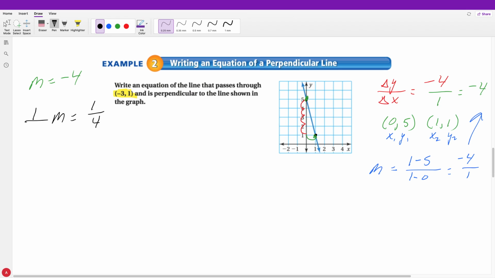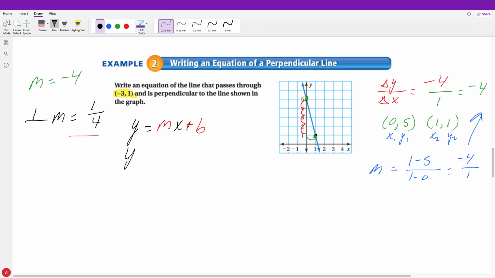So since it was negative, that means that this is going to be positive. So in my equation right now, I can say y is equal to, remember we're solving for mx plus b. So right now we already solved for m. It's equal to 1/4 because the only way that it can be perpendicular to this blue line given is if it has a slope of 1 over 4.